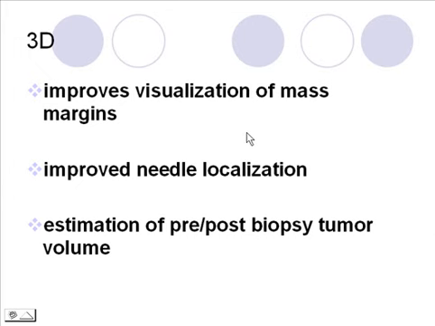3D improves the visualization of mass margins and improves needle localization. We don't use 3D on any kind of routine basis, but I suppose it can be helpful because we do ultrasound follow-up when patients are on neoadjuvant chemotherapy and they're shrinking the tumor before they actually do the biopsy or take it out. Estimation of tumor volume is obviously better when you see a mass in 3D. We think we do an okay job with that in 2D, but obviously 3D is better.